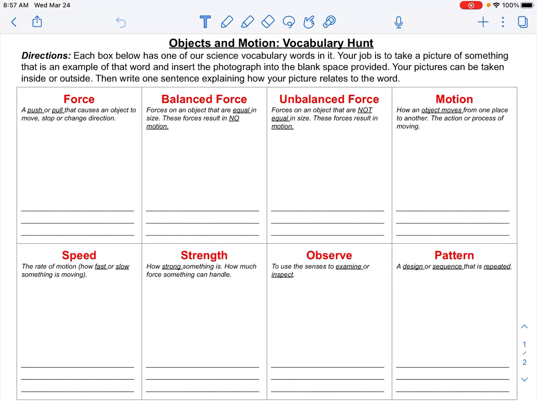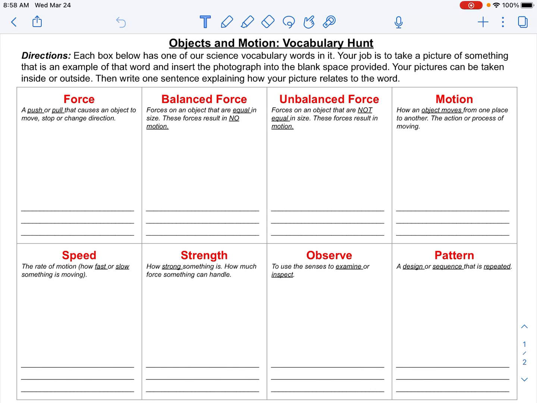Hello, third graders. Today you are going on a vocabulary hunt for science. Now, you should have already watched the vocabulary video learning about the words for this unit. Then you should have already practiced those vocab words on Quizlet. If you have not done those things, you should go back and do them now.